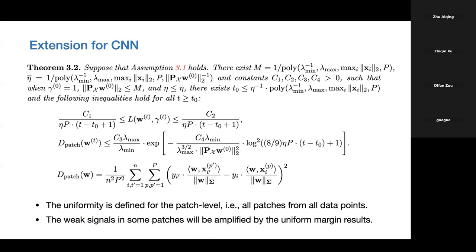Which means that if for one particular patch the signal along that patch is not that strong, the final contribution to the margin is still the same. So the weak signal in some patches will be amplified by the uniform margin results. This can give some benefit: if some signal is really weak in some particular patch, it can still be discovered by the batch normalization.